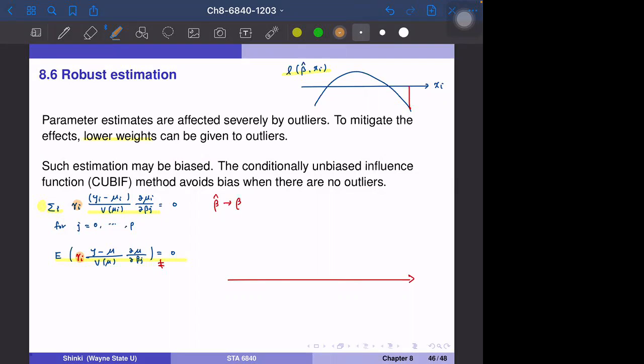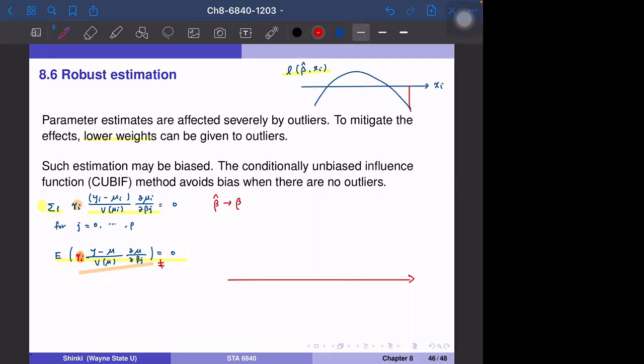So conditionally, the unbiased influence function method avoids the bias when there are no outliers. If there are outliers, we should put some gamma i to reduce the effects of the outlier. But if there are no outliers, we would like to keep this estimator unbiased. So the idea is that we just modify the likelihood function for just extreme x.